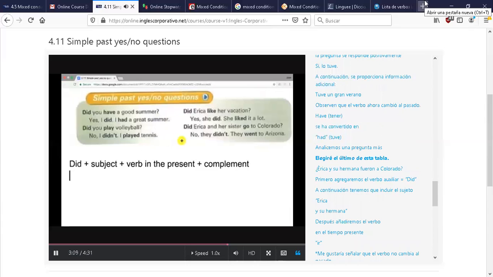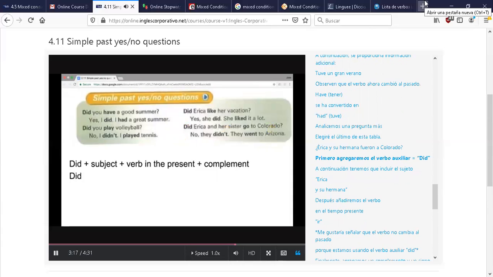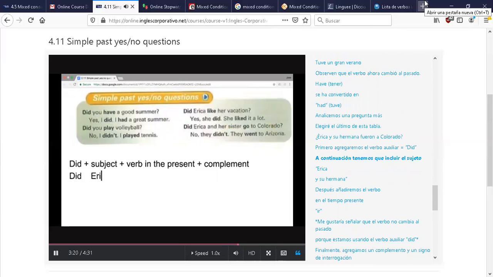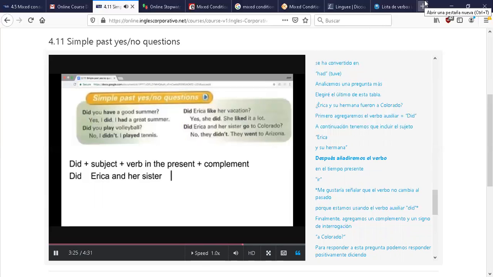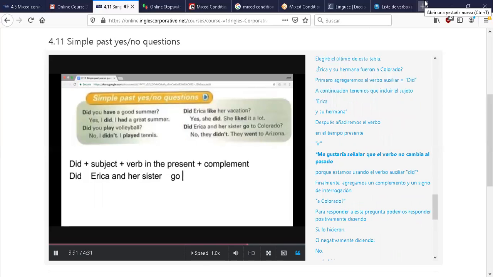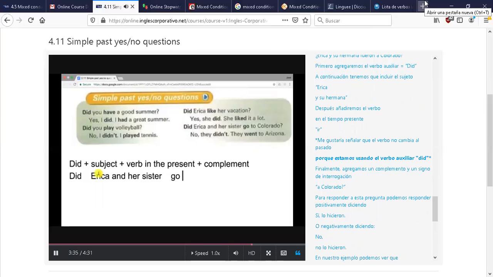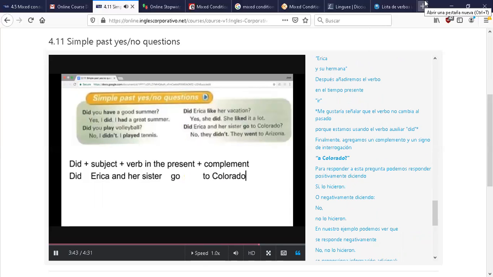Let's analyze one more question. I'll choose the last one on this chart. Did Erica and her sister go to Colorado? First, we will add the auxiliary did. Next, we need to include the subject, Erica and her sister. After that, we will add the verb in the present tense, go. I would like to point out that the verb doesn't change to the past because we are using the auxiliary did. Finally, we add a complement and a question mark to Colorado.